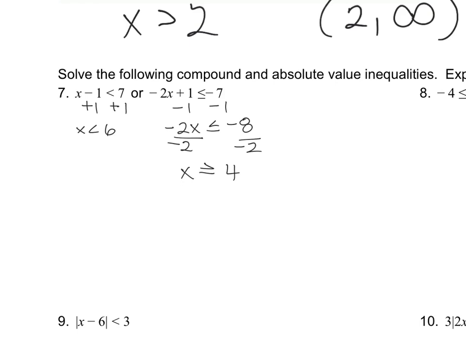Now that I have my solutions for my or compound inequality, I need to write my intervals. We always start with the interval for less than. Everything less than 6 is written as parenthesis, negative infinity, comma, 6, with a parenthesis because we're strictly less than. Then we do our capital U for or. Everything greater than or equal to 4 gets a bracket with the 4 because of the equal to, comma, infinity with the parenthesis.